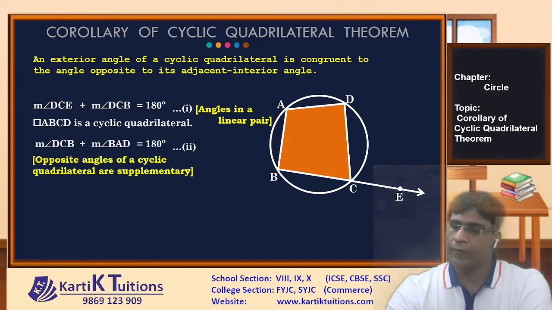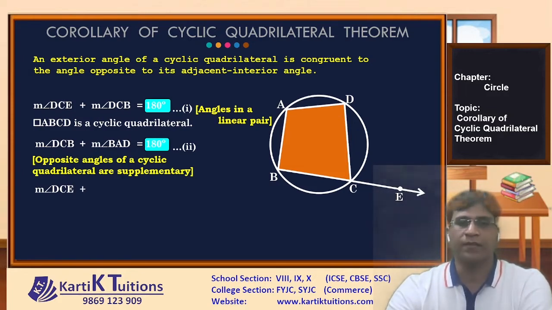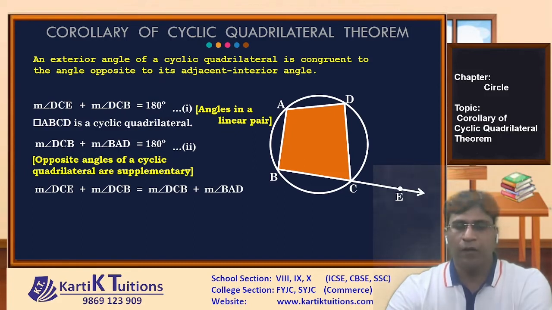180 degree. Now, if you observe in both equation 1 and 2, their right sides are equal. So let us equate them. When I say equate, I mean measure angle DCE plus measure angle DCB is equal to measure angle DCB plus measure angle BAD. Now, on both sides we have measure angle DCB, so we can cancel these two terms. When we do that, we get measure angle DCE is equal to measure angle BAD.